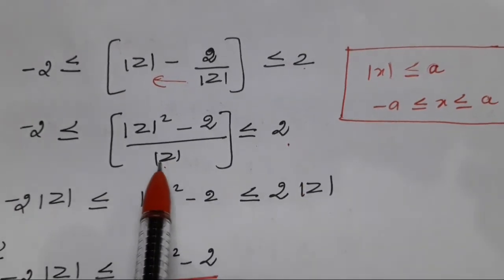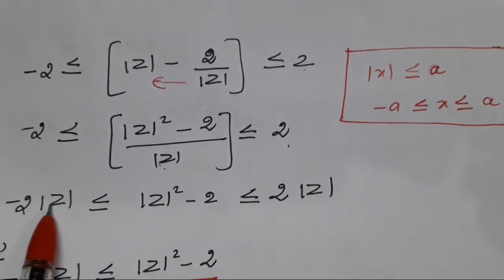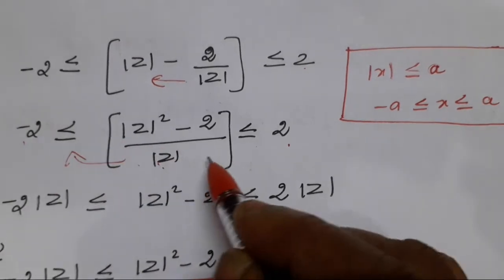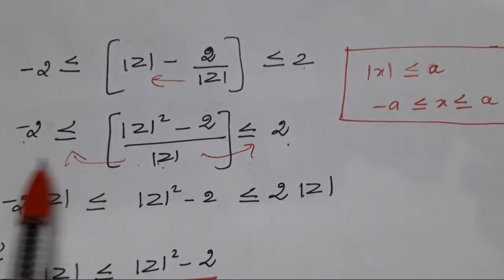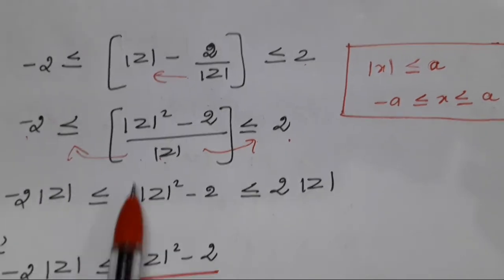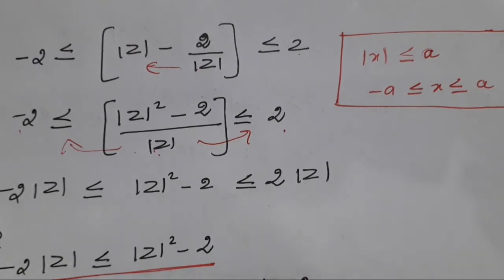Then the modulus of z will multiply into the inequality. We want to multiply with the inequality: minus 2 into modulus of z, and similarly plus 2 into modulus of z. So minus 2 into modulus of z less than or equal to modulus of z square minus 2, less than or equal to 2 into modulus of z.